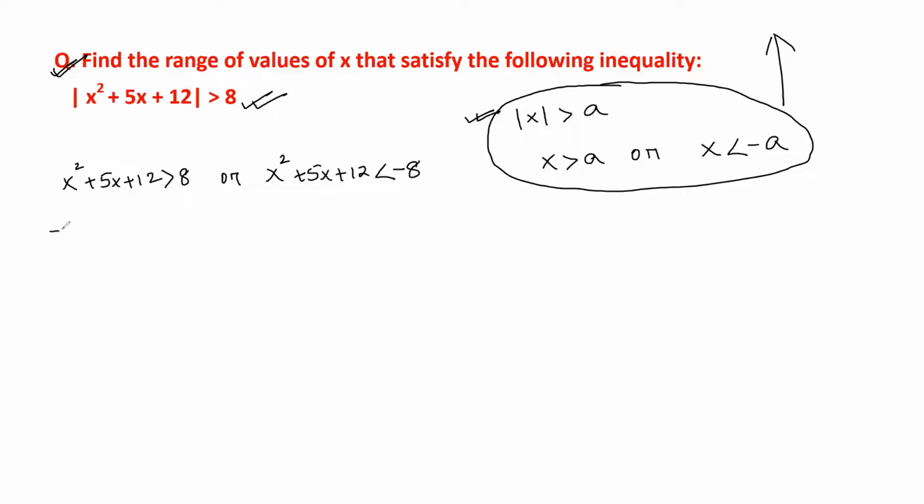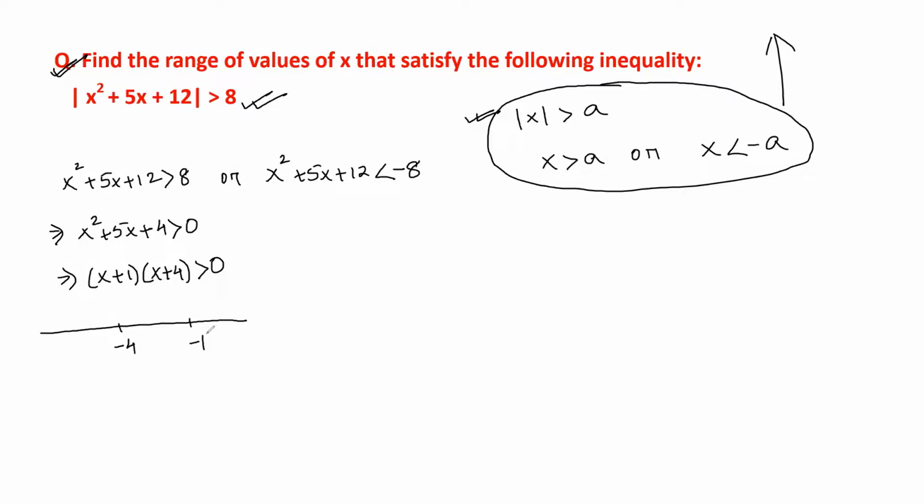So if we solve this, this would be x square plus 5x plus 12 minus 8, which would be plus 4, greater than 0. And this will give us two factors as x plus 1 and x plus 4, and this is greater than 0. And we know how to solve such kind of inequalities. So we'd be drawing a number line and we'd be putting the critical points here. So here the critical points would be minus 4 and minus 1.